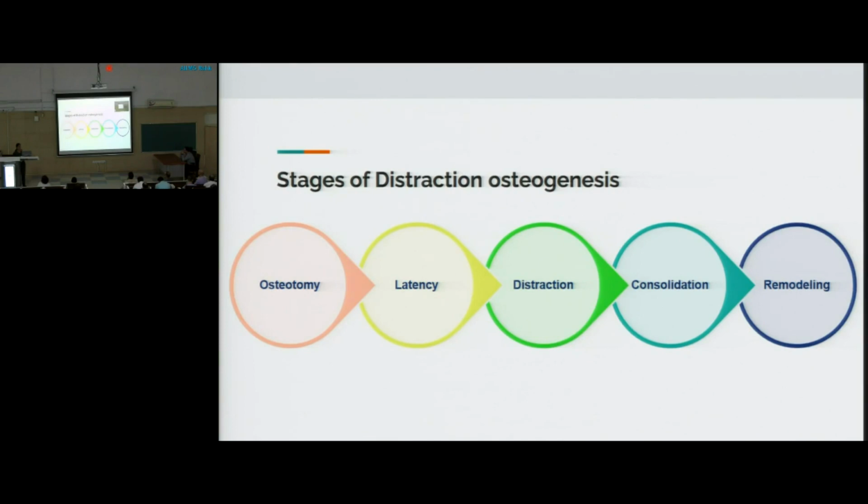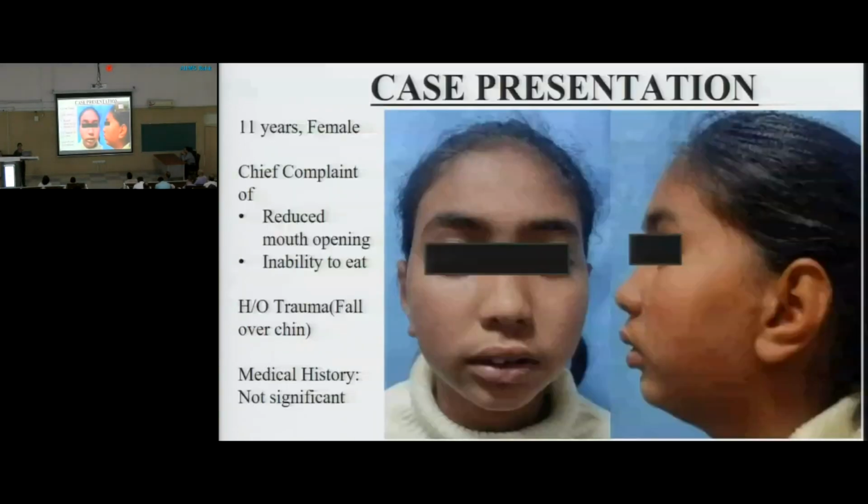In this distraction phase, it has to be predetermined how much we have to distract the mandible or the maxilla or any structure, and then we have to wait for the consolidation period where the bone formation occurs, and then the remodeling. This remodeling phase goes on till 1 year. The research says it takes a complete 1 year for the bone to remodel, after which the distraction is stopped. And then we go to our case presentation.